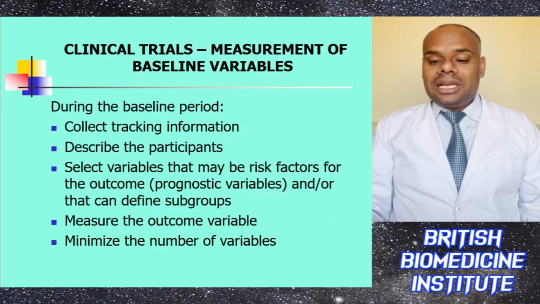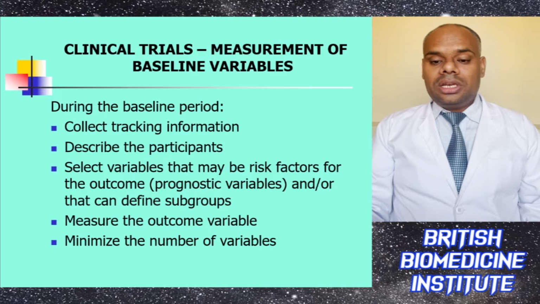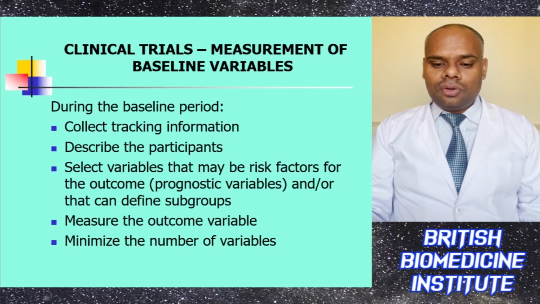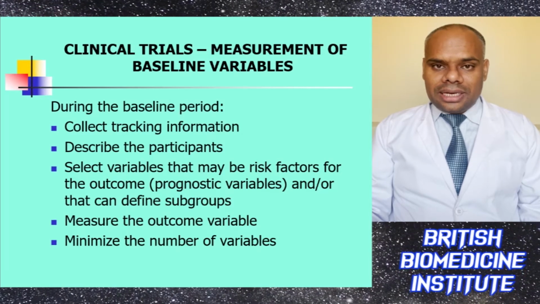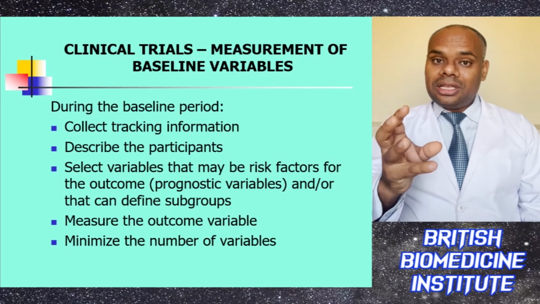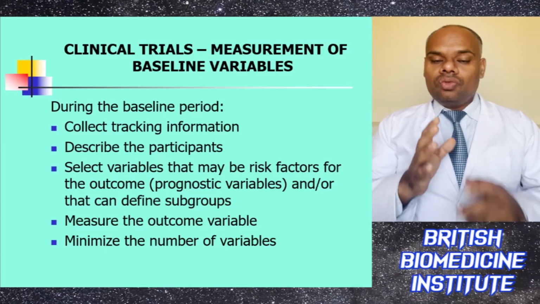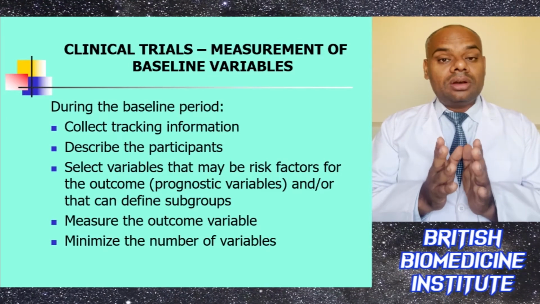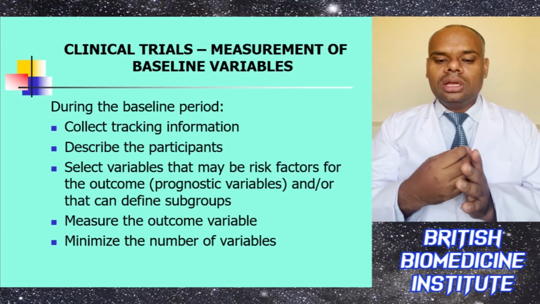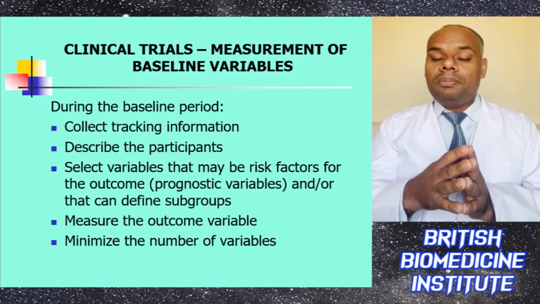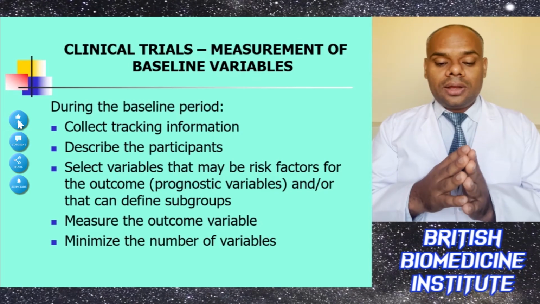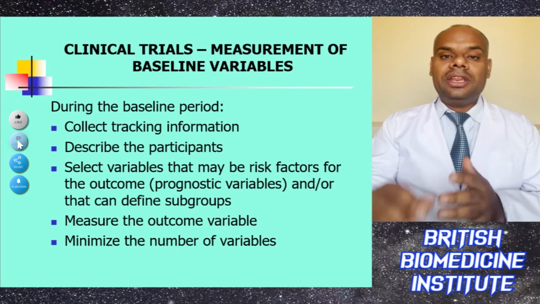So under the baseline variables, we particularly measure the following items, or we are collecting the following items at the baseline visit. Basically, we will be collecting the tracking information, describing the participants or subjects. We will select the variables which will be a risk factor for the outcome, like your prognostic variables, or that can be defined in the subgroup. We will also be measuring the outcome variables, or here we want to minimize the number of variables also.